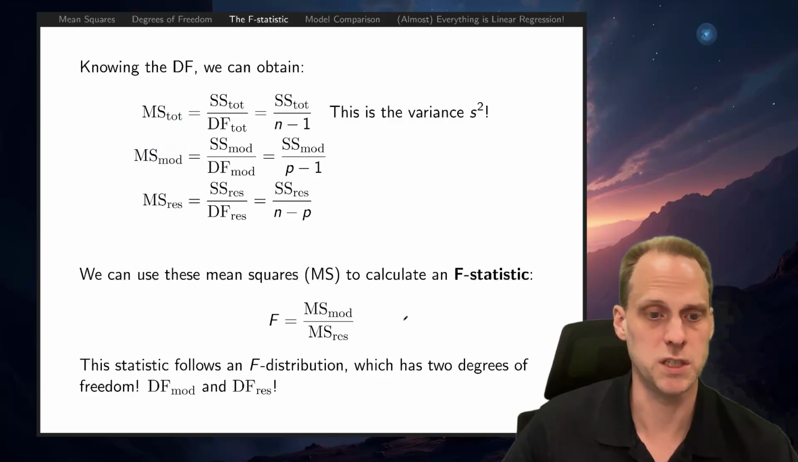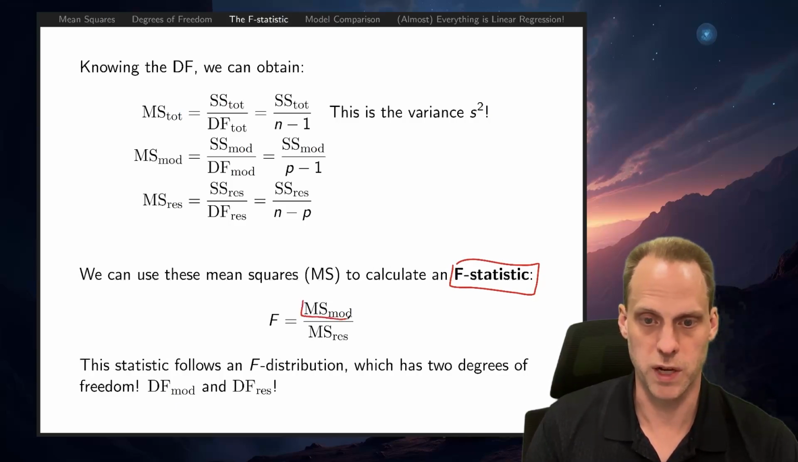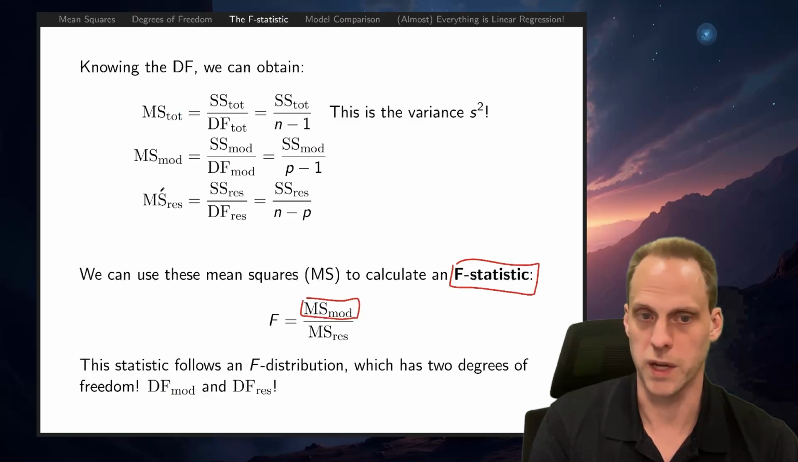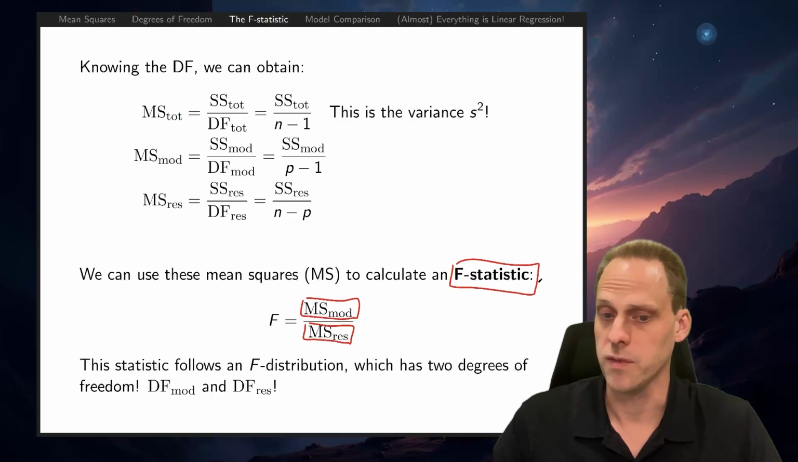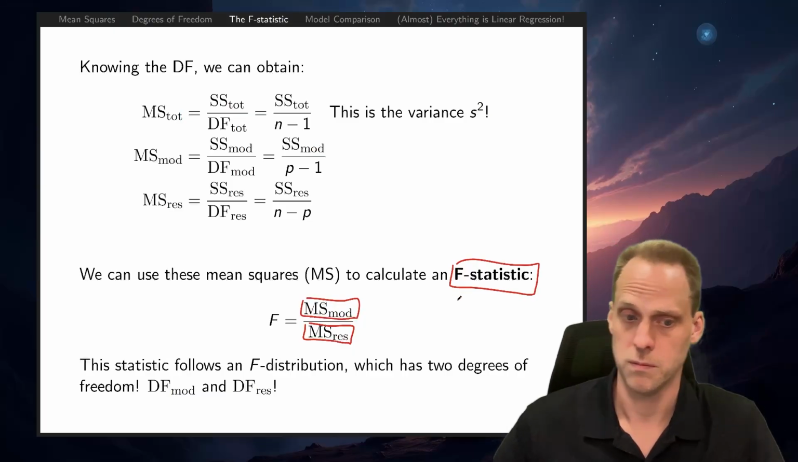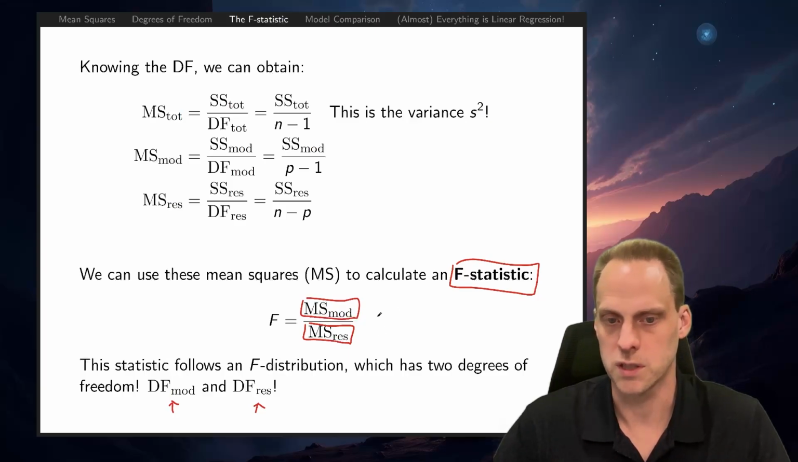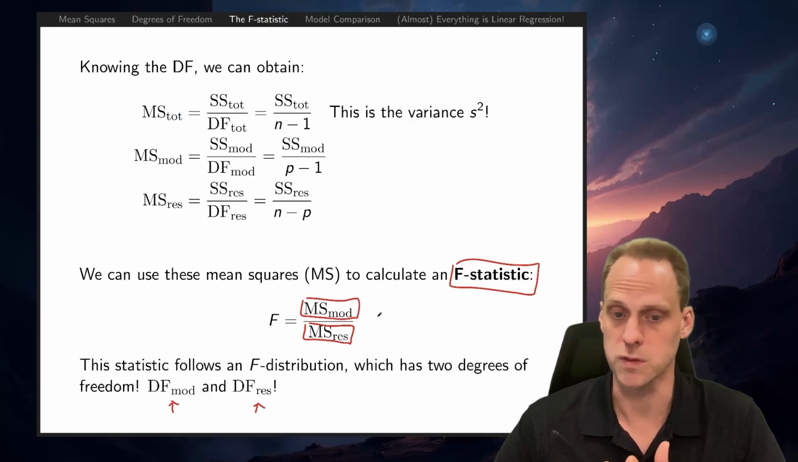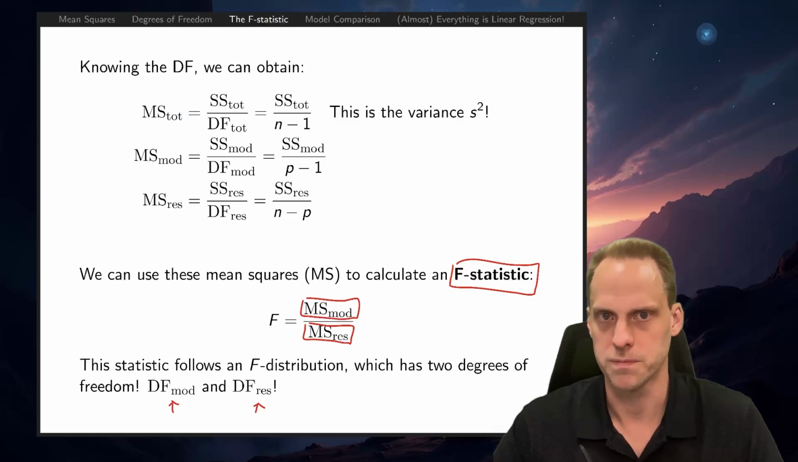Now we can use these to calculate what we call an F-statistic. And we calculate that by dividing the mean squares of the model, which is the total one minus the residual one, divided by the residual one. This statistic follows an F distribution, which has 2 degrees of freedom. Right, we have the degrees of freedom for the model and the degrees of freedom for the residual. So this distribution, like the t distribution, has degrees of freedom, but it has 2. And that's really important to know. You need to know which ones those are, where they are in the output and which ones to report. And that's really very important. This is what this is all about.